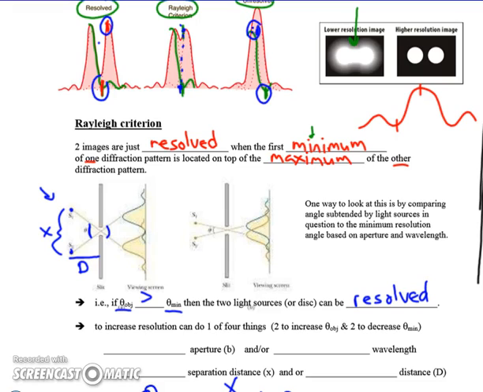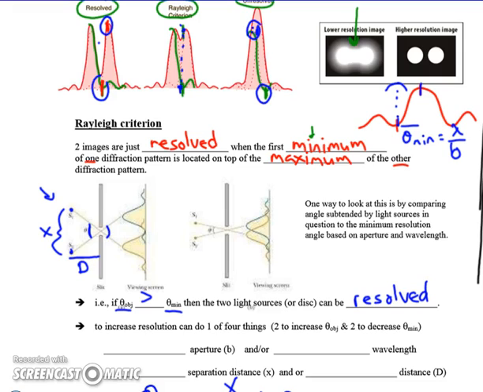Well, if you really stop and think about that, then here is the minimum of one. When it overlaps the maximum of the other, the angle is nothing more than the same angle as between here and here. That's theta min. And we learned that theta min is nothing more than the wavelength divided by b. That was from the previous lesson.